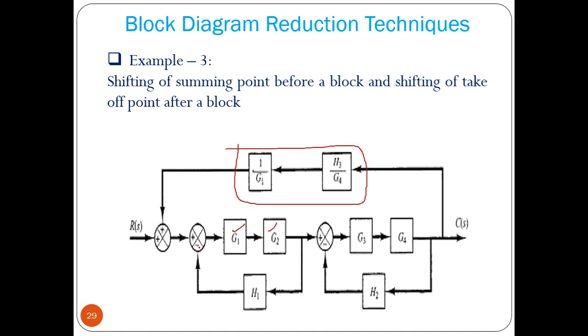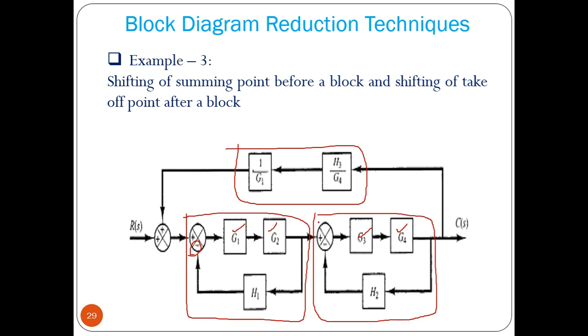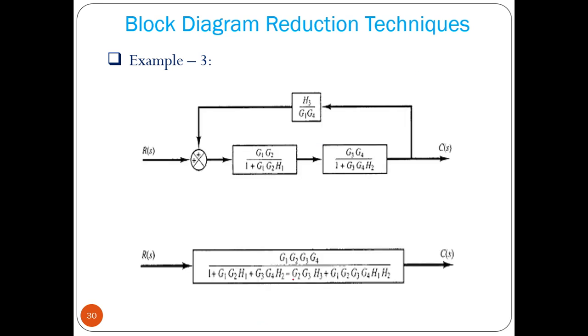Now these two come in series with that H1 with a negative feedback. These two are in series with that, this is negative feedback. And these two blocks come in series with each other with this one and a positive feedback. Then your problem is solved.